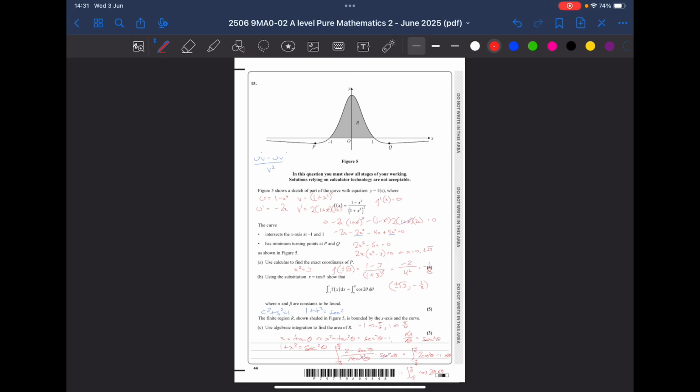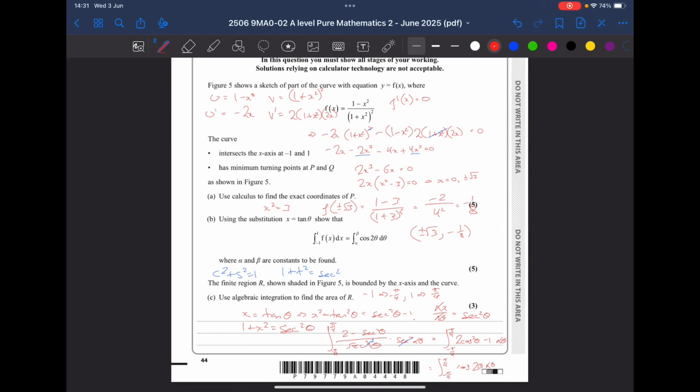It's hard for me to check every single answer is correct without the mark schemes, but the methods should be right. That's the main thing we're focused on. The methods are correct. So lovely.